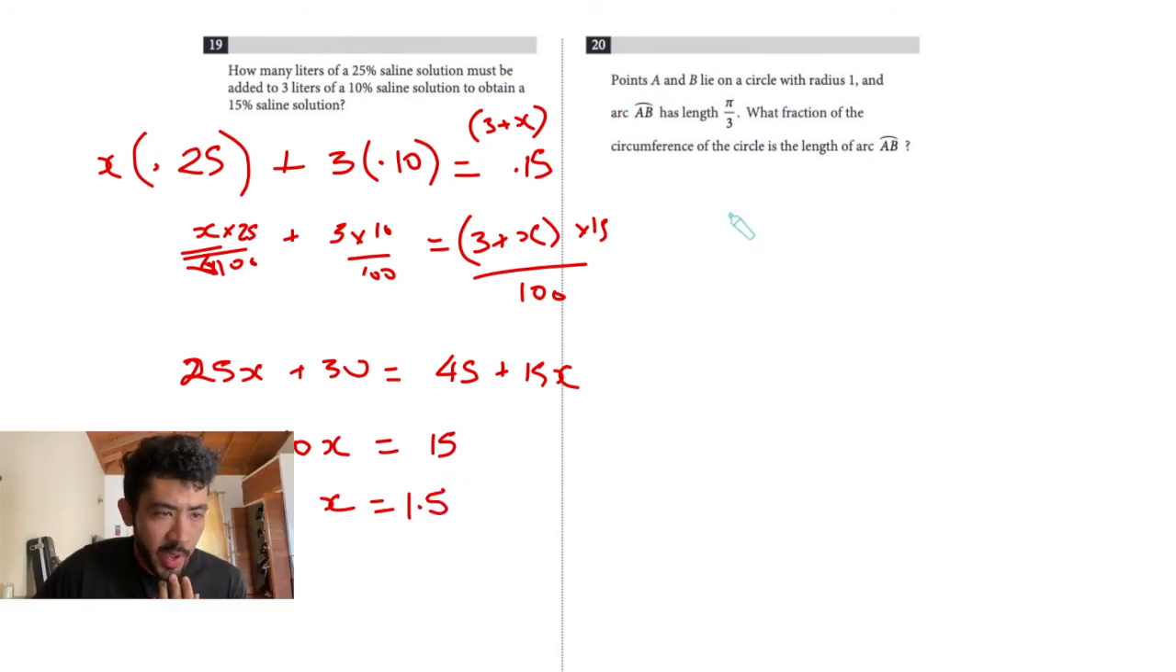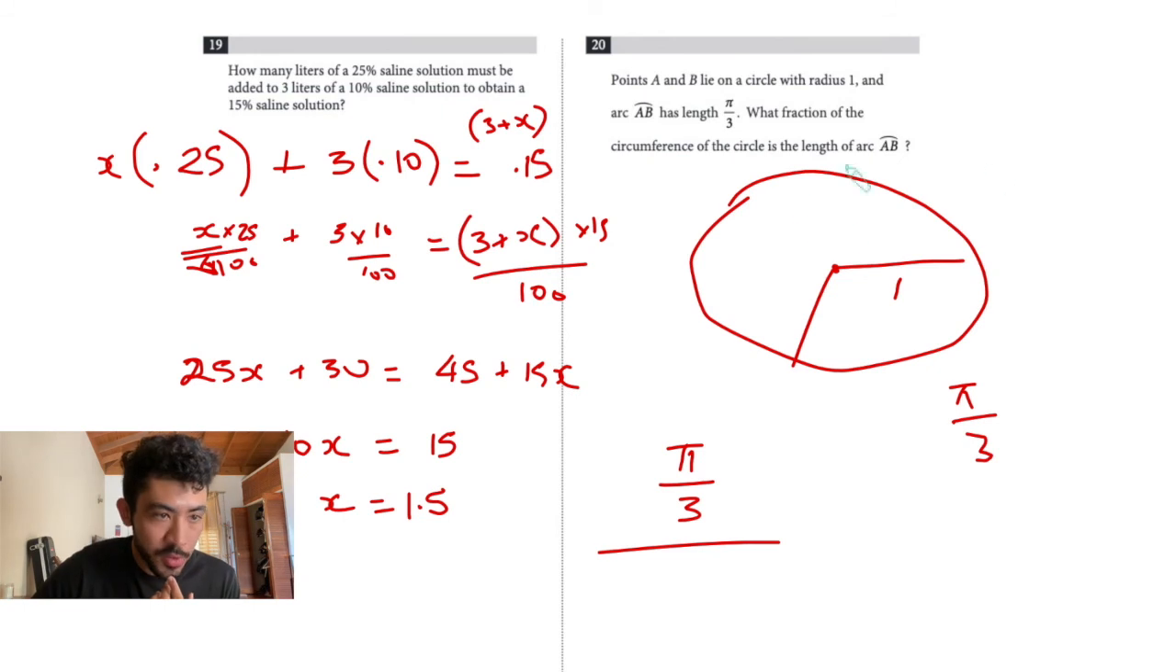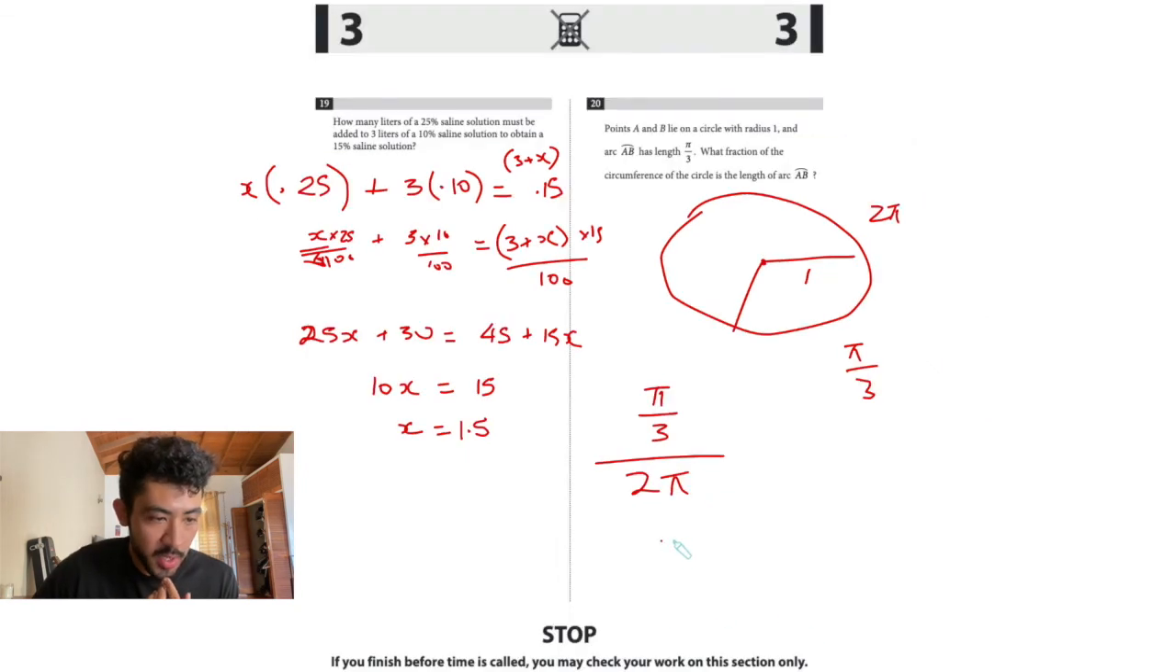Points A and B lie on a circle. It's an awful circle. It's okay. With radius 1, arc AB has a length of pi over 3. What fraction of the circumference? Okay, I can put pi over 3 as a fraction of the total circumference, which should be 2 pi r. R is 1, so it's just 2 pi, which is going to be pi over 3 multiplied by the reciprocal, 1 over 2 pi. The pi's will cancel. That leaves 1 over 6 as my answer.